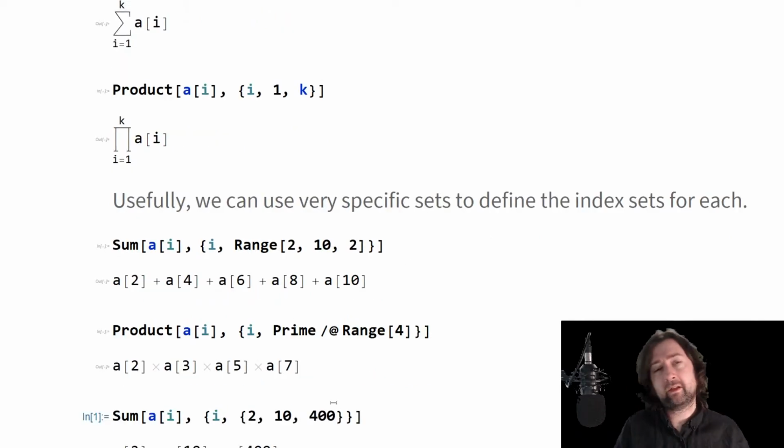And you can see that you're going to get A2 plus A10 plus A400, right? That you can choose not just runs of indices that go 1 by 1 or 2 by 2, but that you can be much more precise about choosing those. And that turns out to be a very useful feature when you're constructing more complicated sums and products.